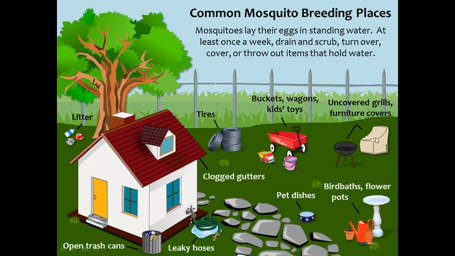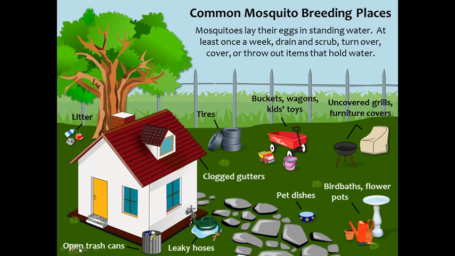So see which things: litter, okay, the garbage, your cans, tins, bottles, then tires, buckets, wagons, some kids' toys, uncovered grills, then furniture covers, bird baths, pots, flower pots, okay, pet dishes, clocks, gutters, then leaky houses, leaking houses, and the open trash can. So all these things allow water to collect in them. Then the adult mosquito comes and lays eggs in that water, and then the mosquitoes are increasing their numbers.